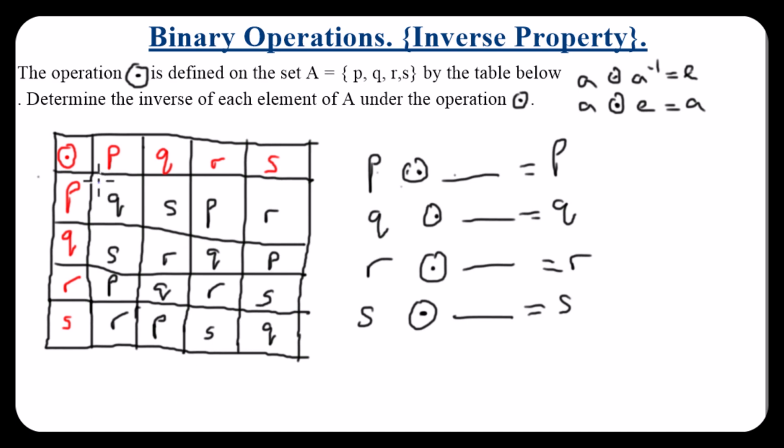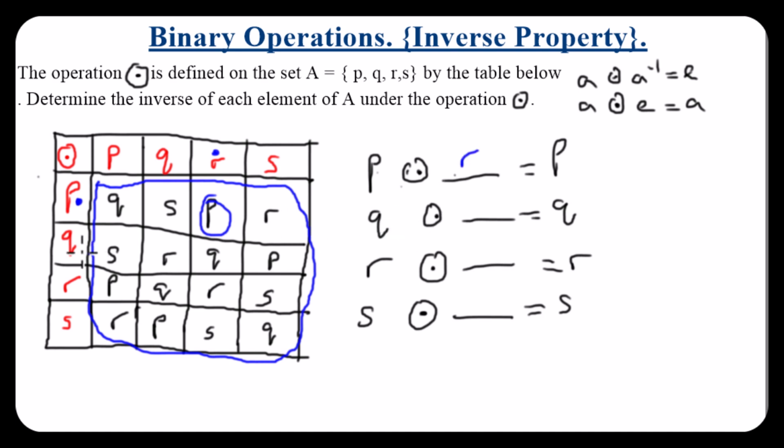So the data inside there, from this point to this point, is what I want to be looking at. Since I'm dealing with the first column, P, I have to check the row corresponding to it. Where can I find P? I can find P around there. So I'm combining this P and this R together. P combining with R gives me P. That means my identity element for the first one is R.